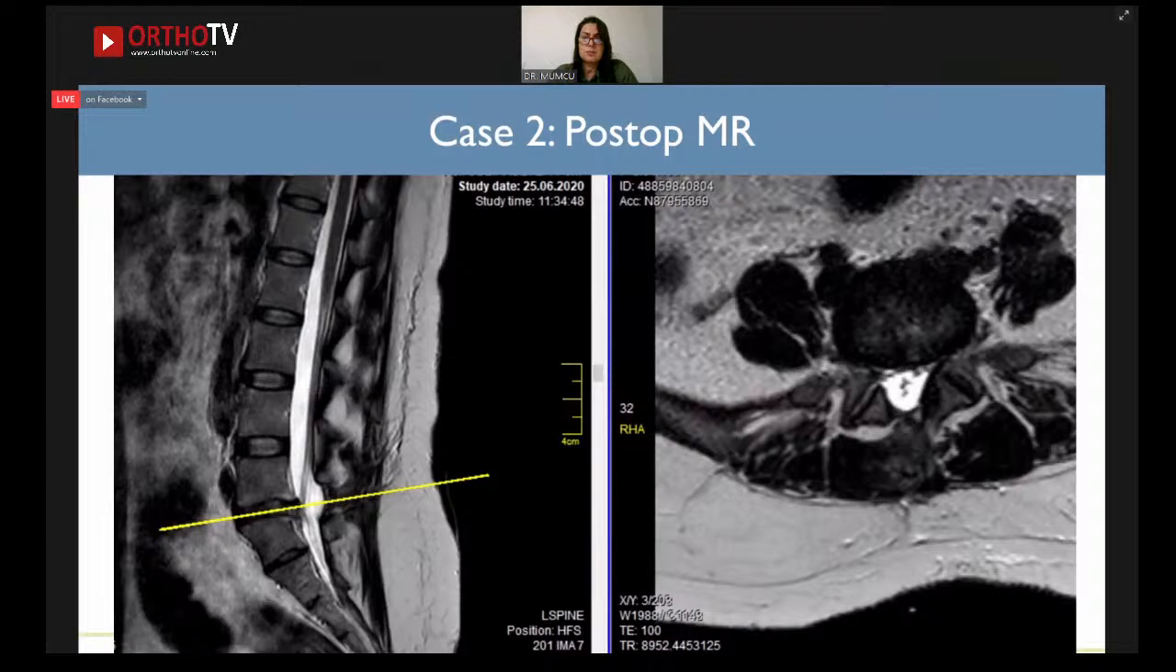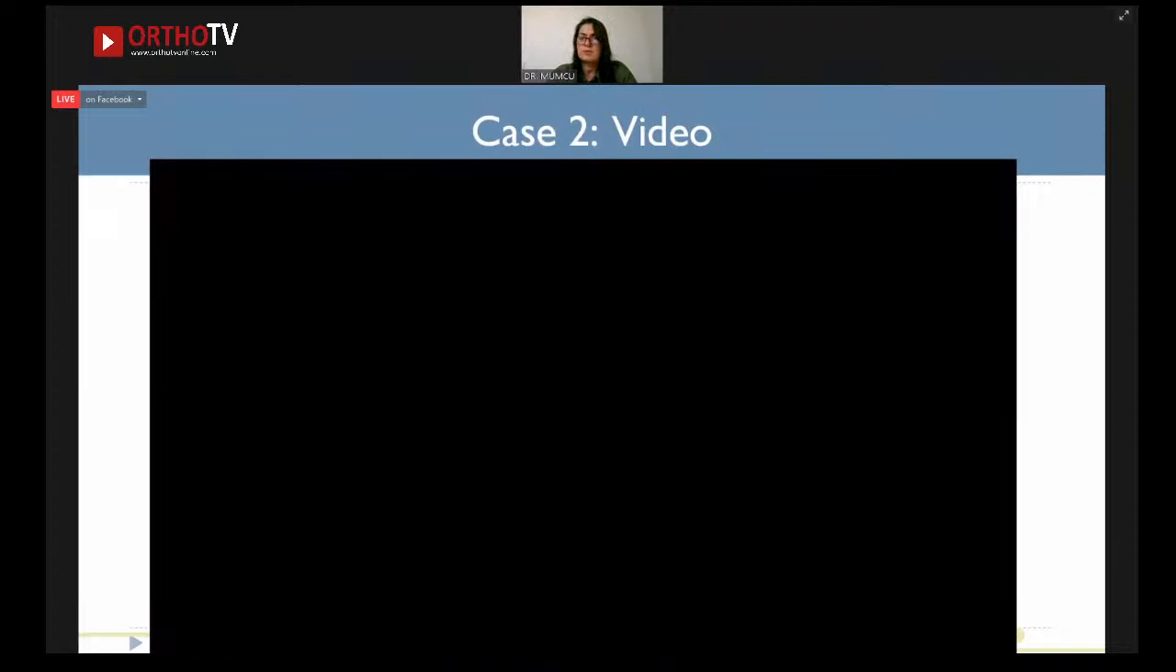But she developed right foot drop after the surgery because of excessive L5 nerve root retraction on the right side. She underwent physical therapy for a couple of months. Then she completely recovered 6 months later. Here you can see her intraoperative video.